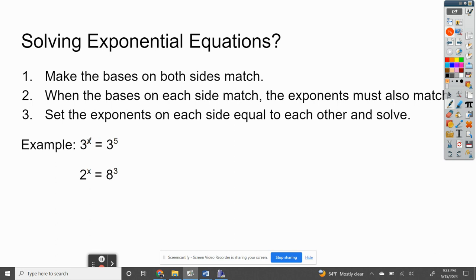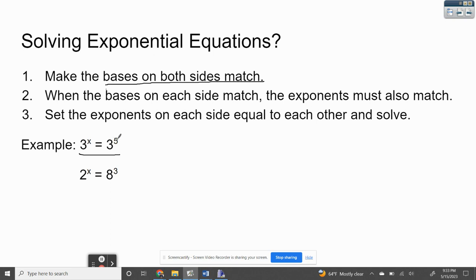How do we solve this for this variable? The first thing we want to do is make the bases on both sides match, or make the bases be the same. So in this first example, 3 to the x equals 3 to the 5. You have the same base on both sides. The base is 3, which is really good. So when we have that, then if the bases match on each side, then the exponents also have to match.